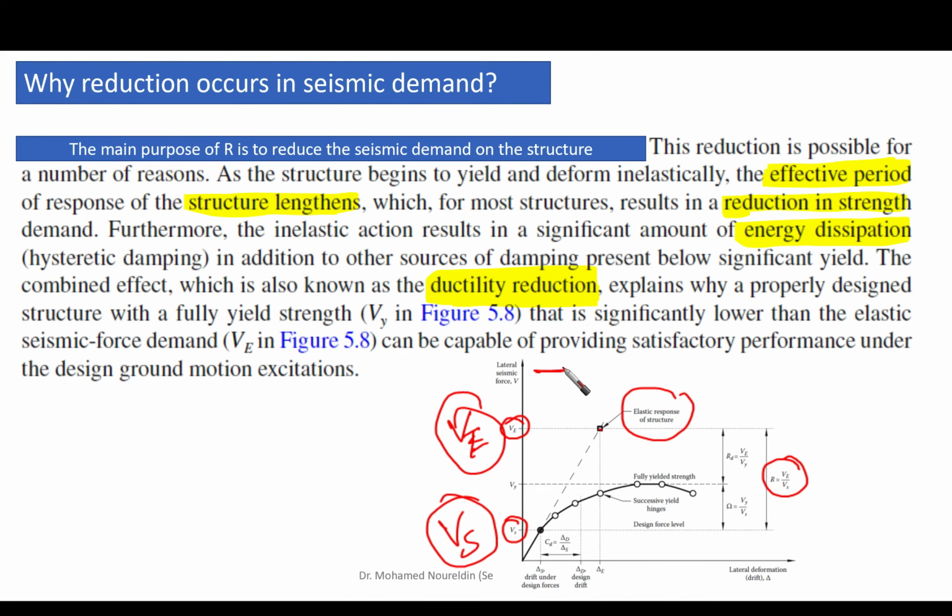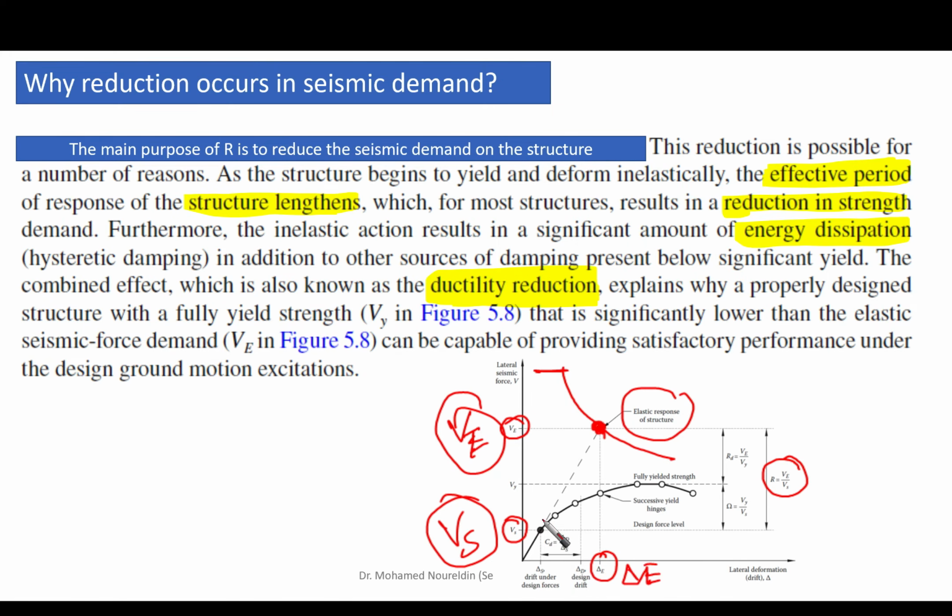Actually, suppose we are in the ADRS format, the acceleration displacement response spectrum. This is the capacity curve, and this is the demand curve. You are going to find that this point is the intersection with the unlimited elastic response of the structure. If the structure was behaving elastically, unlimited elastically, then it would have a deformation equal to this value, which is delta E.